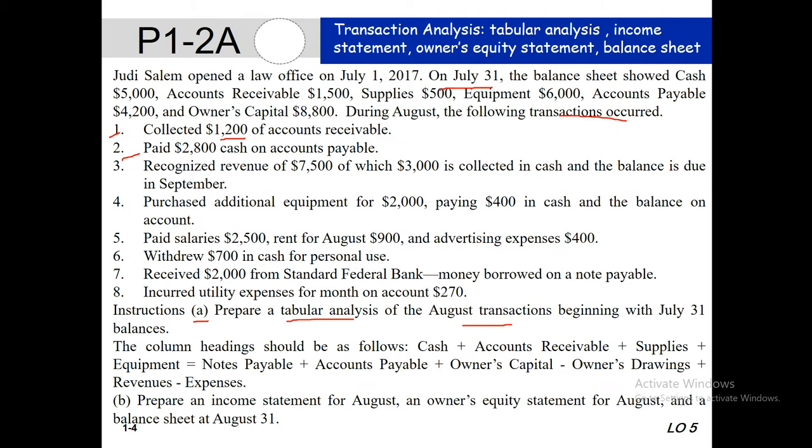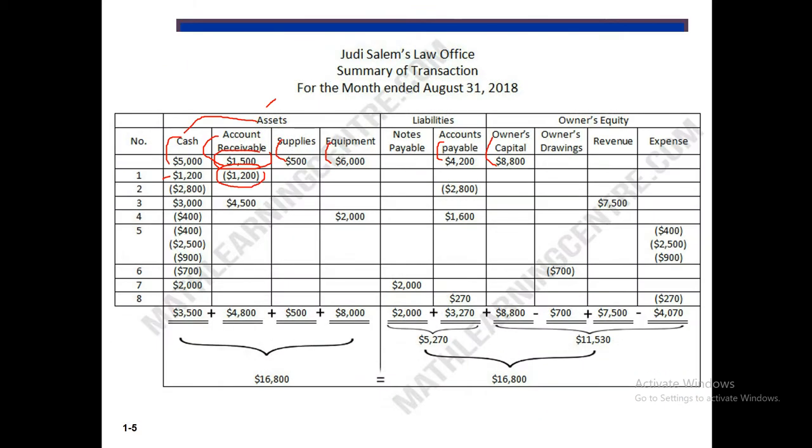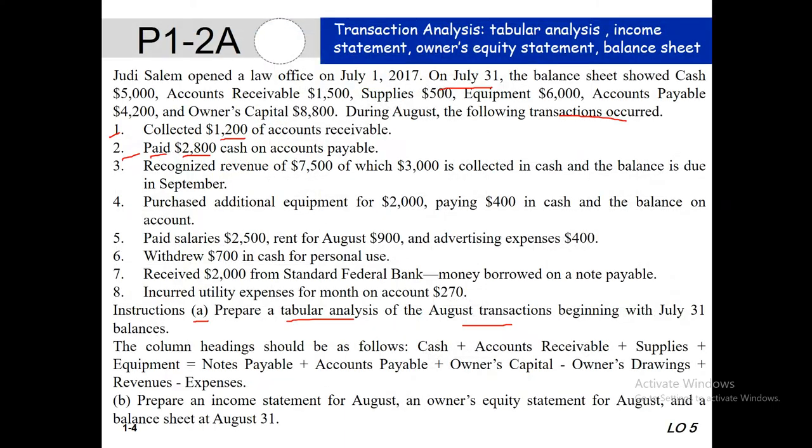Number 2, paid 2800 cash on accounts payable. We know that when we paid, that means our asset will be decreased and accounts payable will be decreased. So here this is our accounts payable. We have paid 2800, so accounts payable will be decreased, and on our asset side, our cash will be decreased 2800.